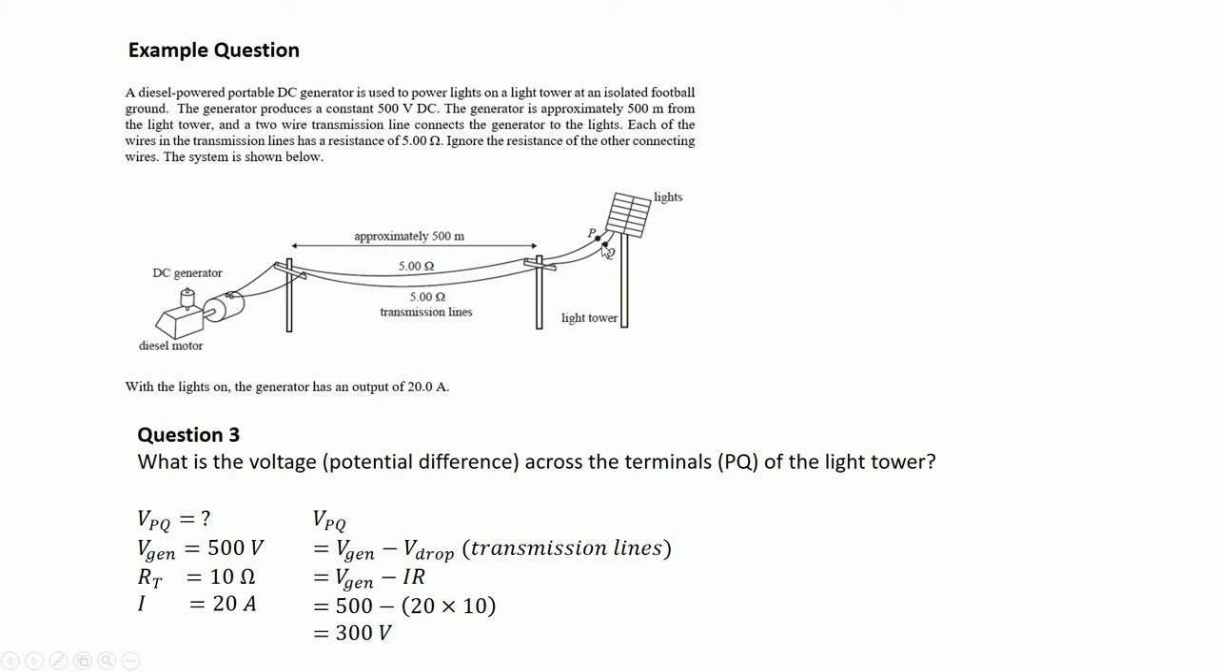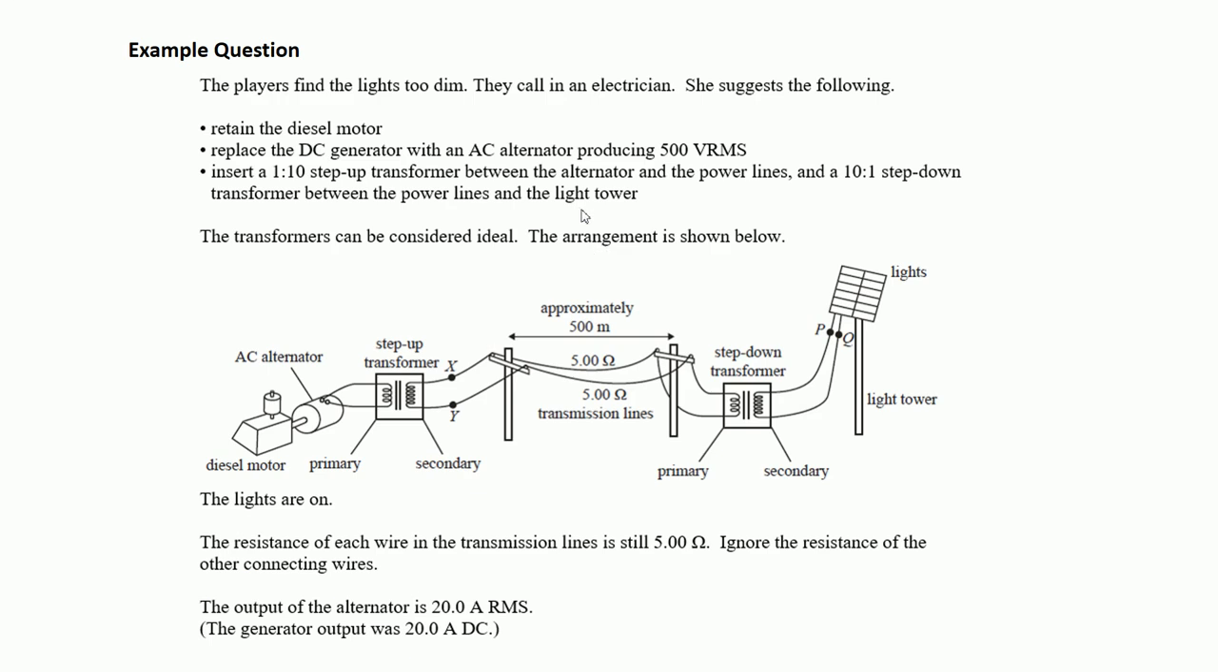Quite a low efficiency, so the football players find the lights too dim. They call in an electrician and she suggests the following. Retain the diesel motor and replace the DC generator with an AC alternator producing 500 volts RMS. Insert a 1 to 10 step-up transformer between the alternator and the power lines, and a 10 to 1 step-down transformer between the power lines and the light tower.